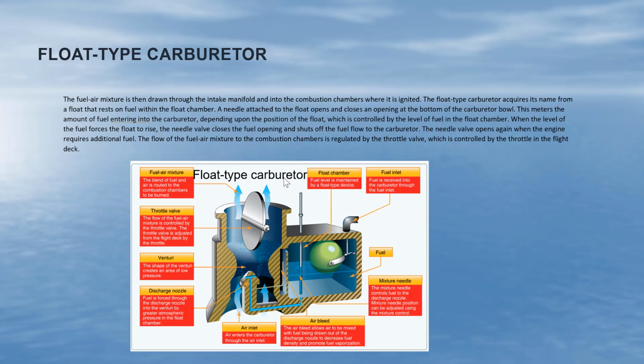And here is your flow-type carburetor: fuel to air mixture, throttle valve, the venturi, that narrow neck that we were talking about, venturi discharge nozzle right there, the float chamber within here, the fuel inlet, the fuel itself. In a Cessna, it'd be 100 low lead, which is typically colored light blue, the mixture needle, the air bleed, and the air inlet.